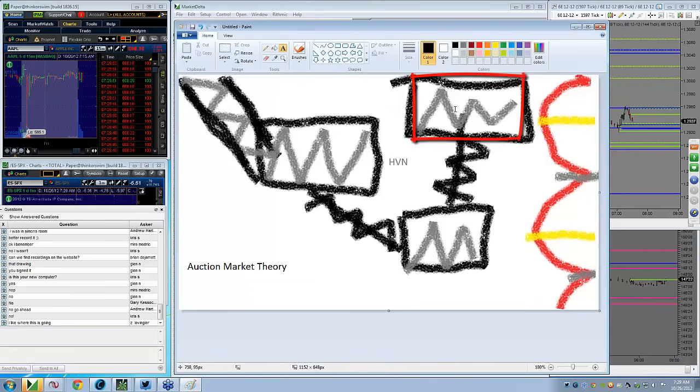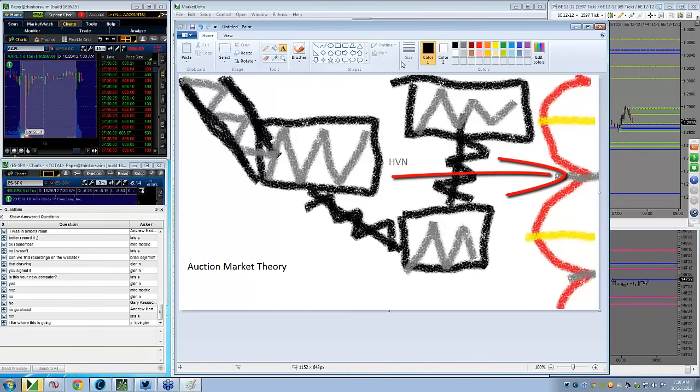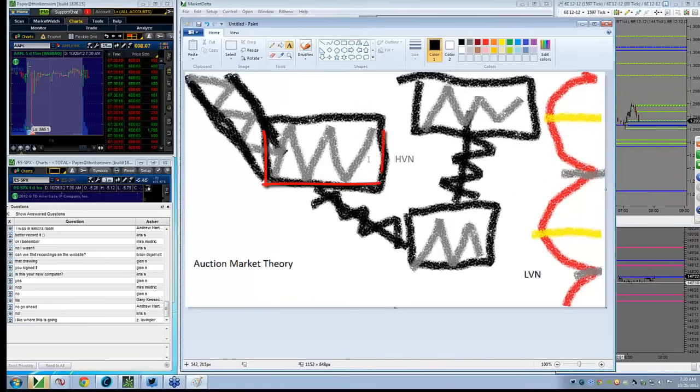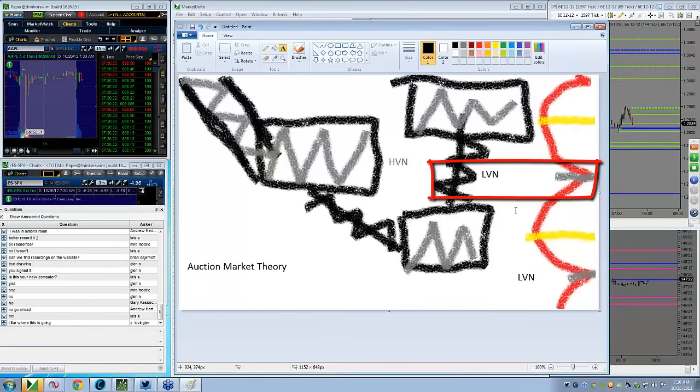HVN, high volume node. This is on the right hand side, this is your volume profile. These curves here, that is your standard deviation. This is your mean. These are your two standard deviations outside of. It's also your LVN, low volume node. High volume node, you have a low volume node within your auction market theory.